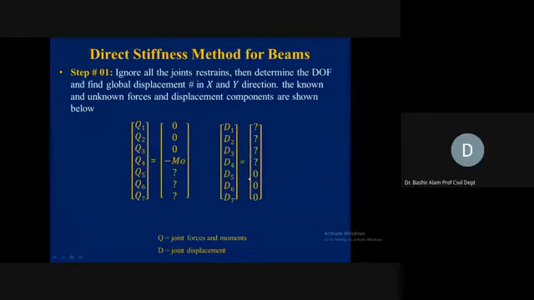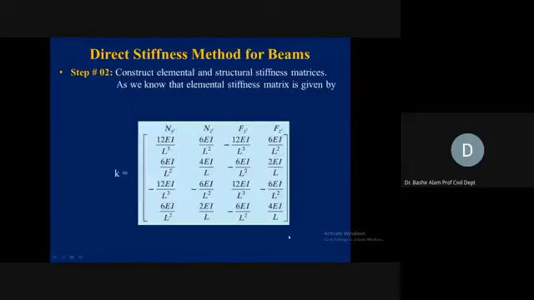And here against the 0 displacements, these 0 displacements will be coming because of some reactions which we don't know at this stage, so we put the question marks. So again, Q is for the joint forces or moments and D is for the joint displacements.